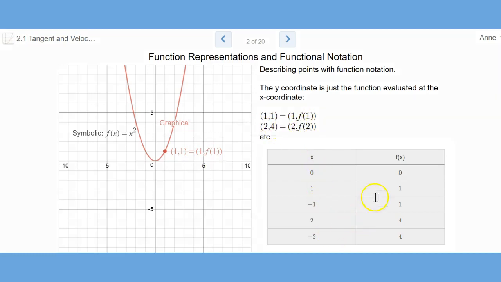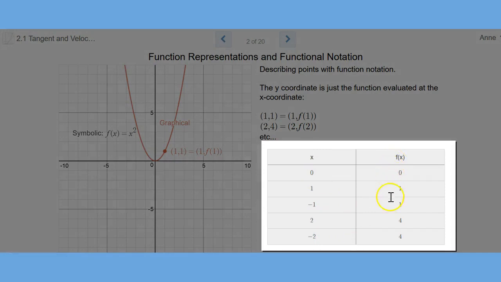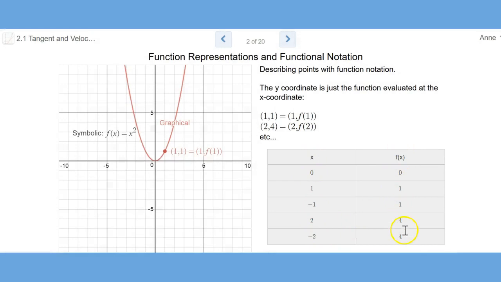And here is that function represented numerically in a table. X is my independent variable, and f of x is my dependent variable.